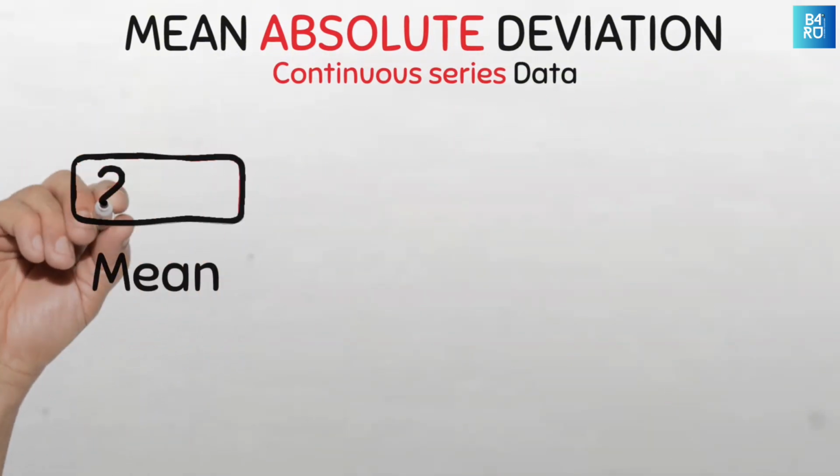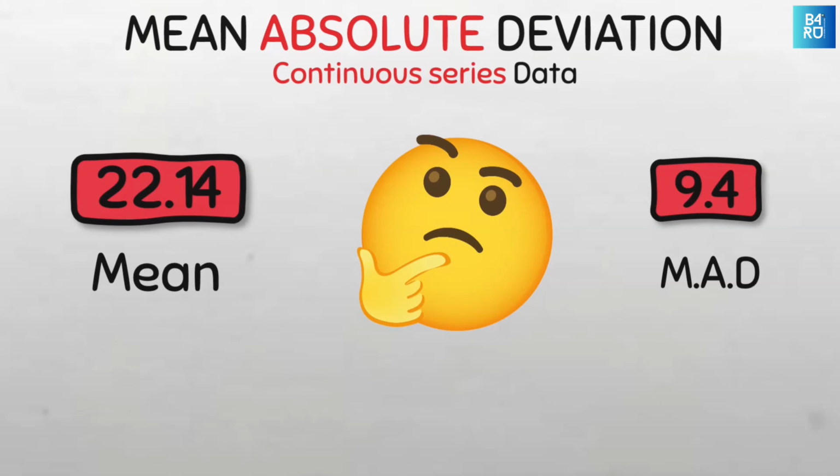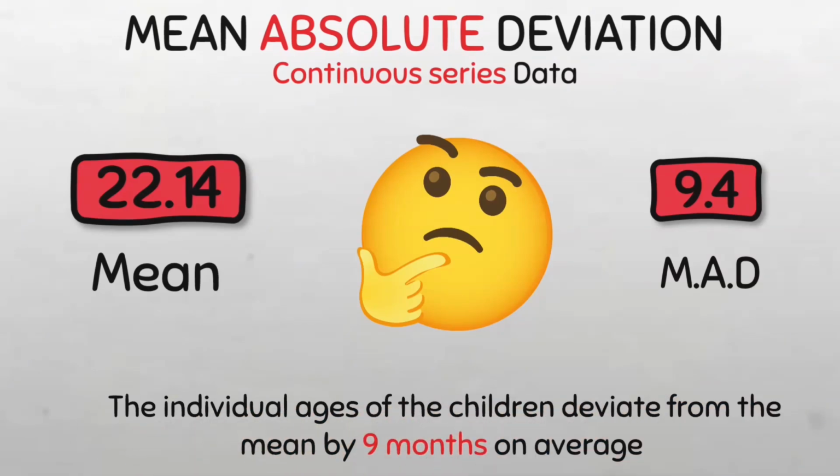Awesome. So what does a mean of 22.14 months and a mean absolute deviation of 9.4 months tell us about our data on the ages of children in the nutritional clinic? Well, a mean of 22 months indicates that on average, the values in our data set tend to be around 22 months. And the mean absolute deviation of 9 months suggests that the typical difference between each child's age and the mean is 9 months. In other words, while the average age of children that were attended to in the clinic was 22 months, the individual ages of the children deviate from the mean by 9 months on average.